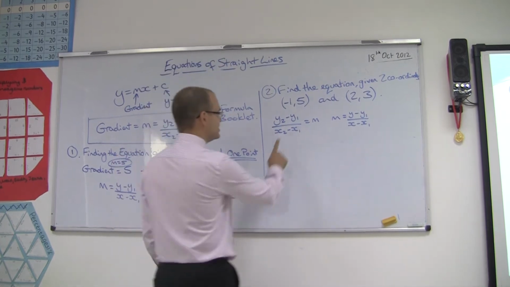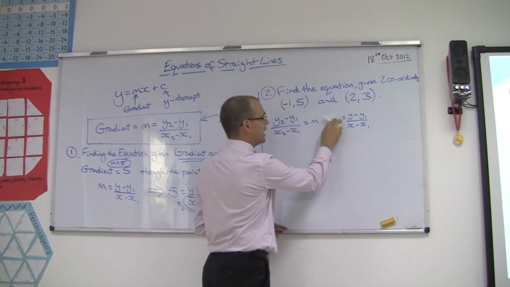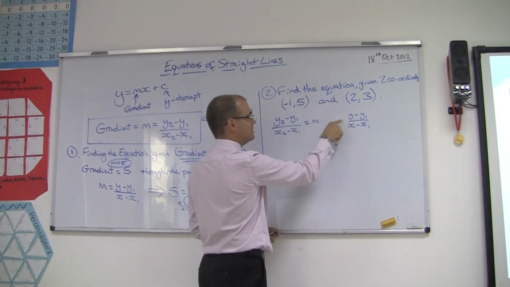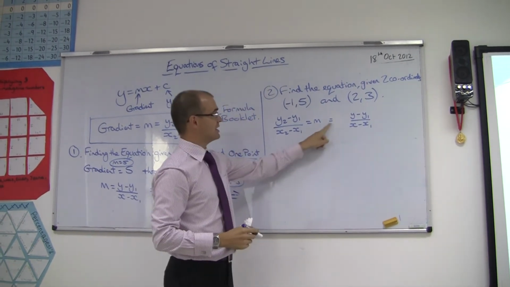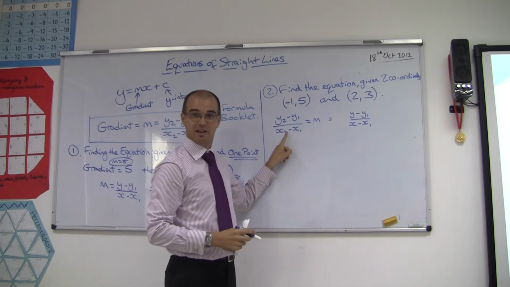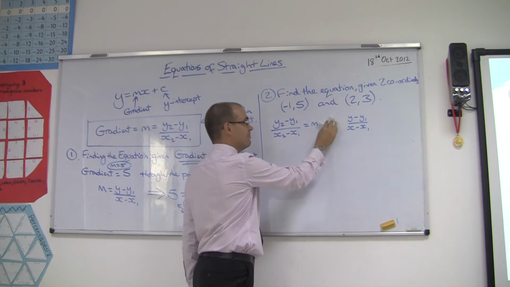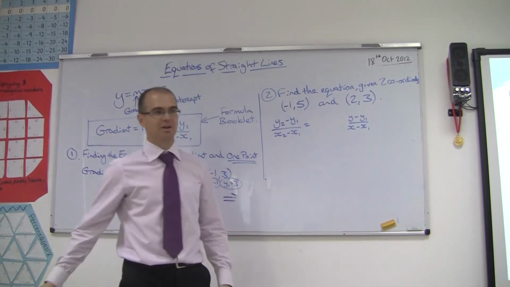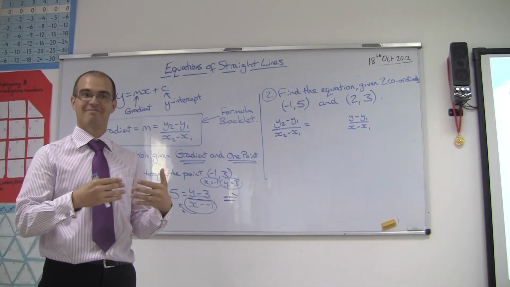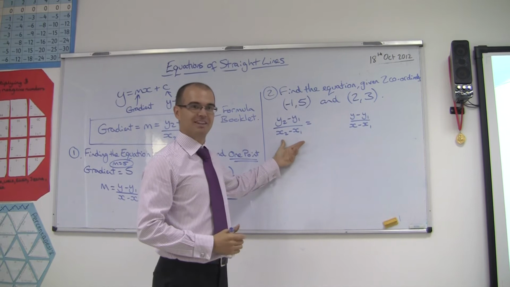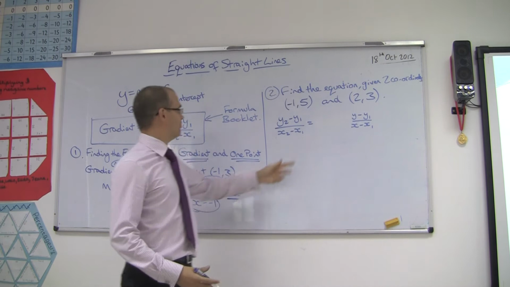If this is equal to m, and this is equal to m, are you happy that I could get rid of that bit, and m is still going to be equal to that? Sorry, I should have left that one in there. M is still equal to this, and m is still equal to this, yeah? Well, if they're both equal to m, they must therefore be equal to each other, because they're both the same as m. Magic!